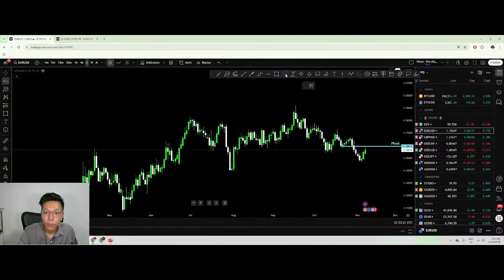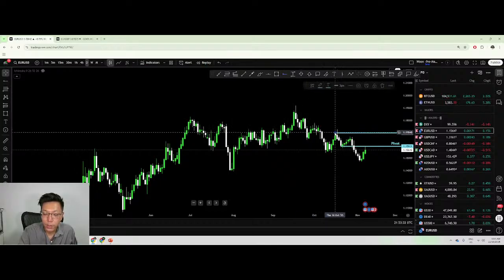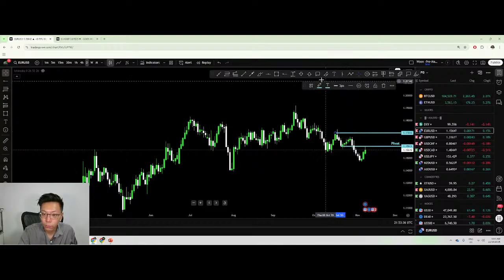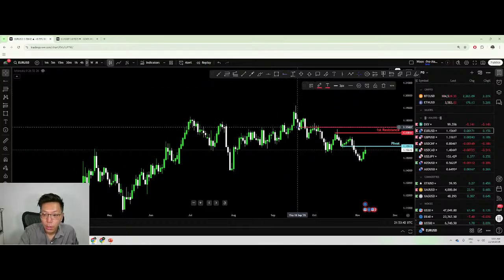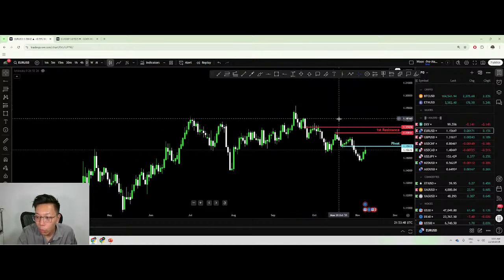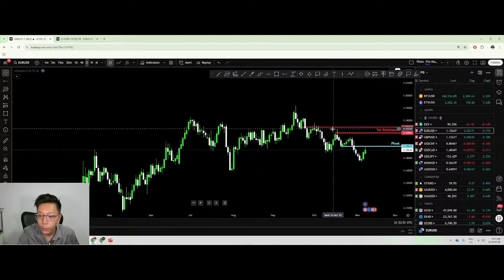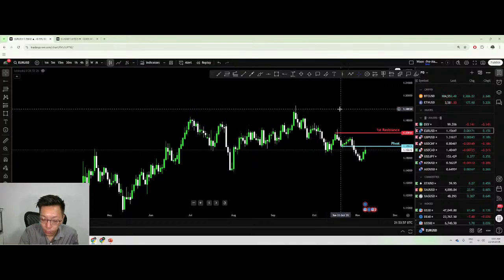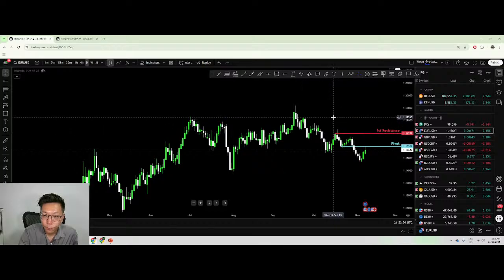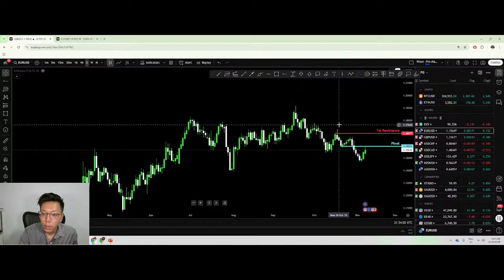Then for the resistance area, I will use this as my first resistance level, because the next level will be this, which I wouldn't really recommend since our stop loss will be quite huge. I think it will be 150 pips. So I will just use this as my first resistance level.